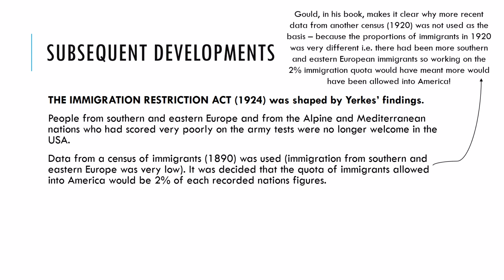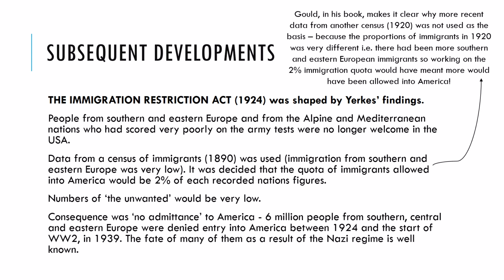Now, Gould makes it clear in his review why they didn't pick more recent data. So this was done in 1924. There was a census in 1920. Okay, so they could have used that one, but they didn't. They picked the 1890 one specifically because the proportions of immigrants in 1920 would be different. So there had been more Southern and Eastern European immigrants by then. So therefore, if you'd used that 2% margin, the quota that you're allowing would have meant that there would be a lot more people from those countries allowed. So yeah, that's why that was specifically picked.